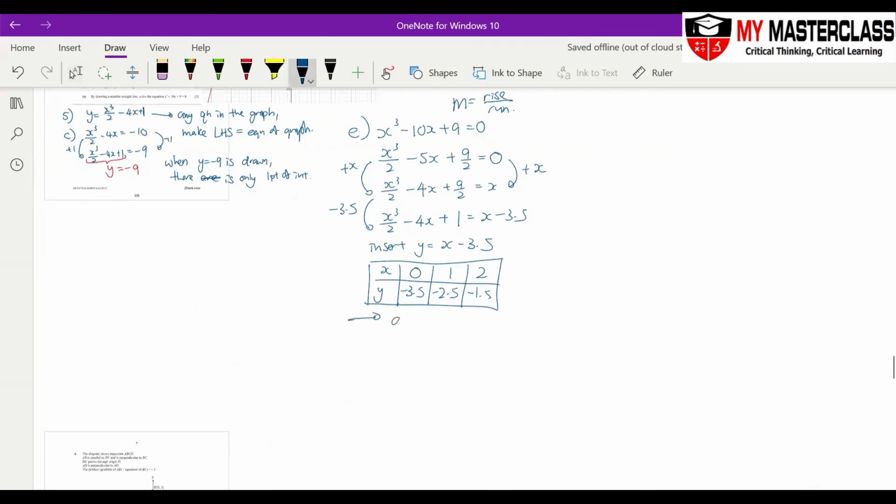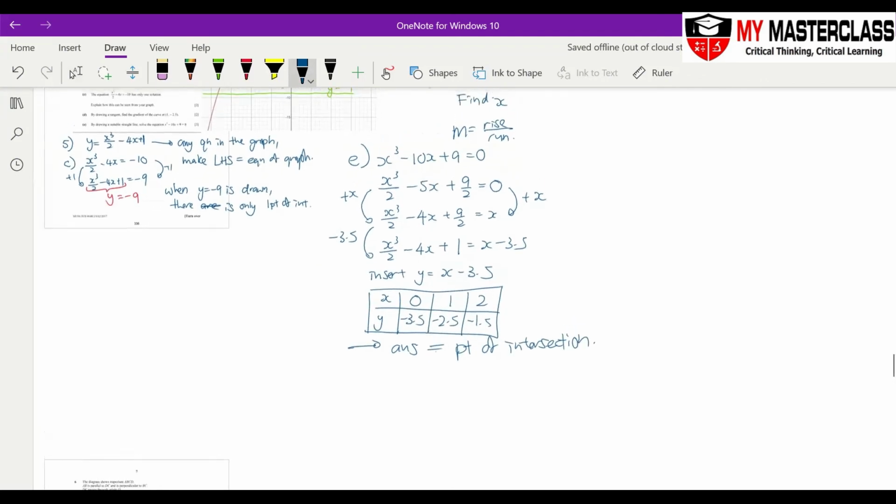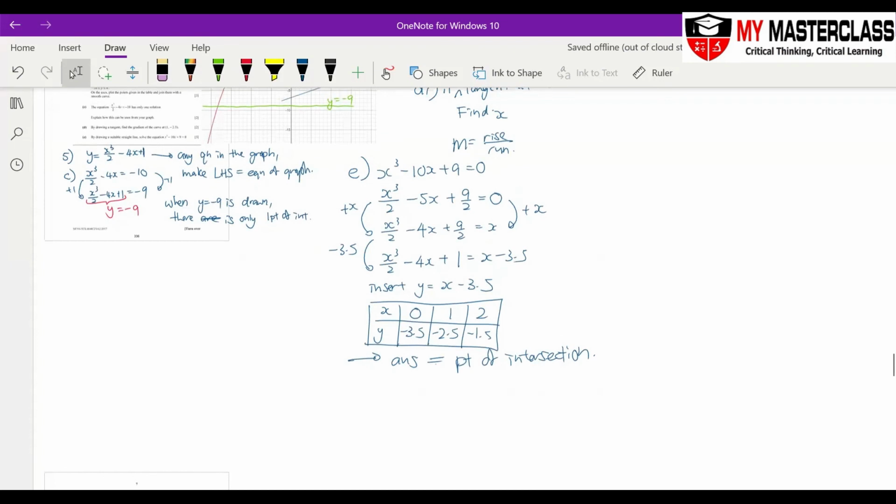The answer is at the point of intersection. Okay, the answer is always at the point of intersection. Must make sure you extend the line. That means you don't just draw for these 3 points. Extend the line until it cuts the graph maybe at 2 or 3 times. Yes, you can see the answer is at the points of intersection.